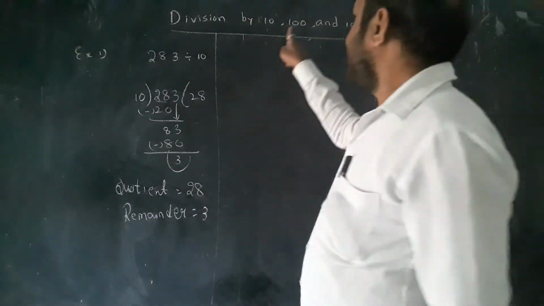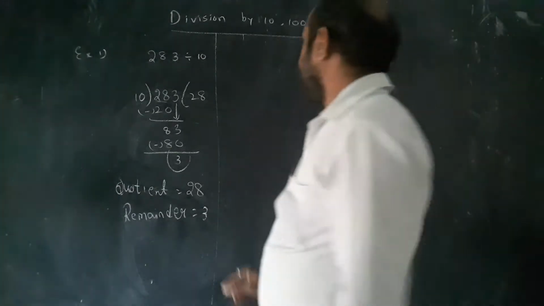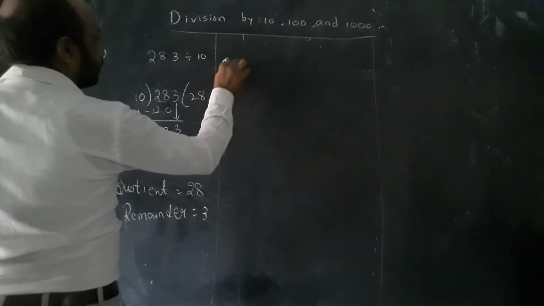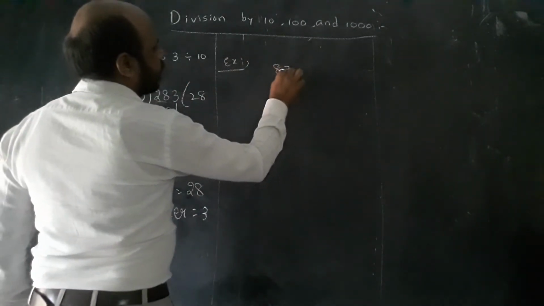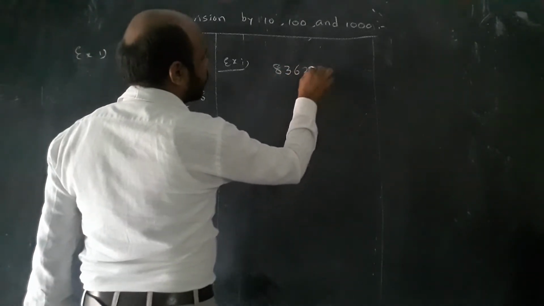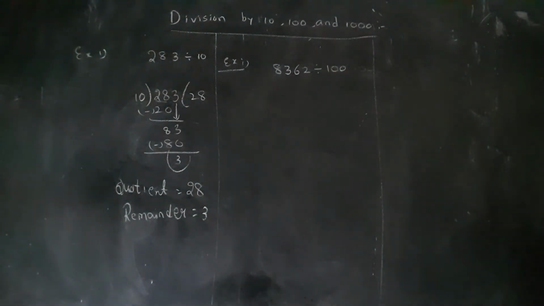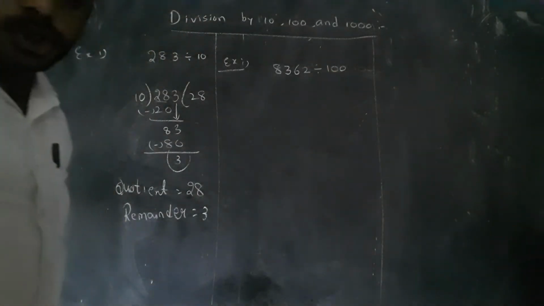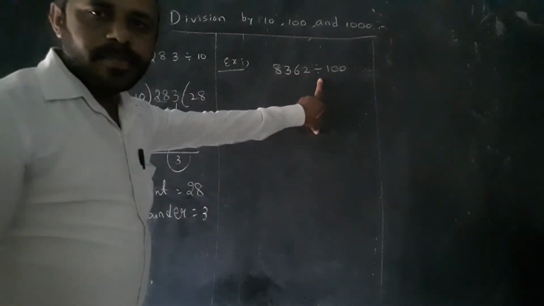Okay, next one. The first one, 10, is over. Next I am explaining immediately, division by 100. See, example number 1: 8362 is divided by 100.